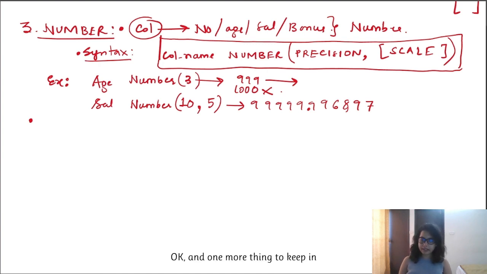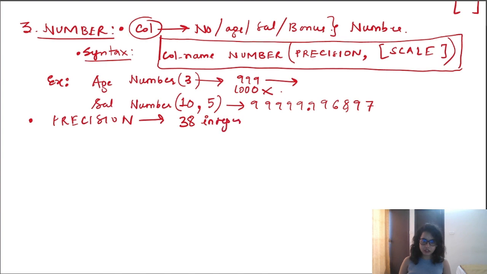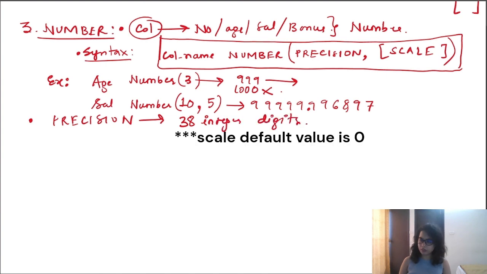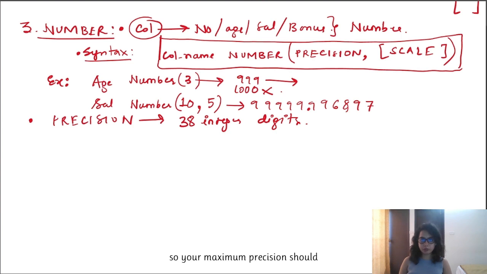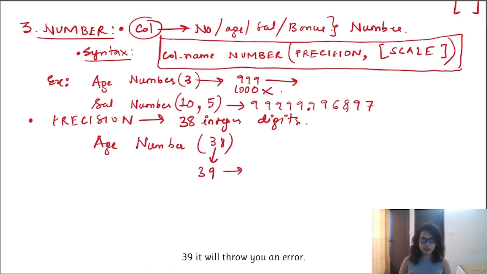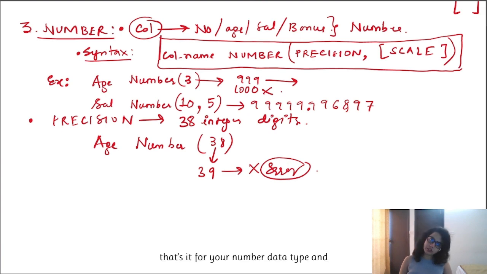Okay, and one more thing to keep in mind, your precision should not exceed 38 integer digits. So your maximum precision should be like age number 38. If you want to insert a 39, it will throw you an error. Okay, so that's it for your number data type.